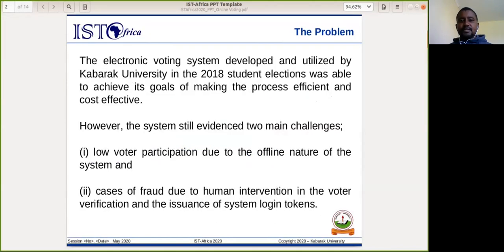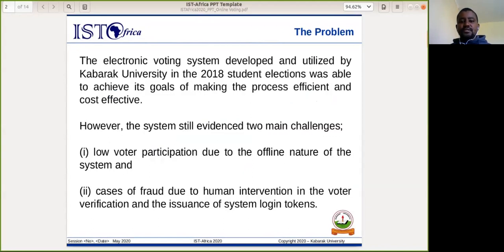Now, the background of the study is Kabarak University started electronic voting in the year 2018, and the use of the electronic voting was able to make the elections very efficient and cost effective. However, that system still experienced two main challenges.